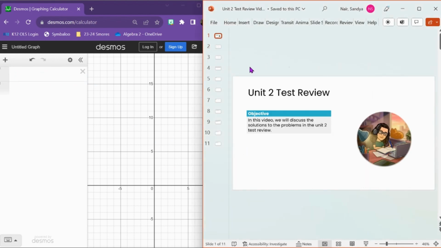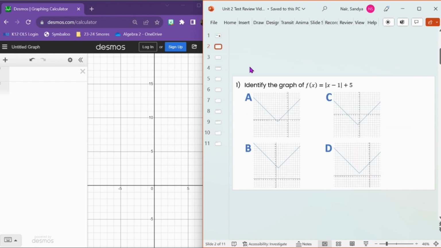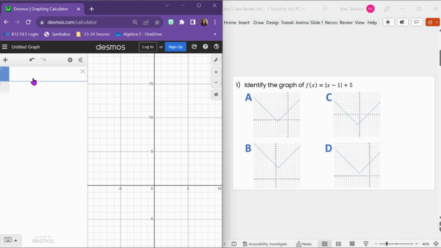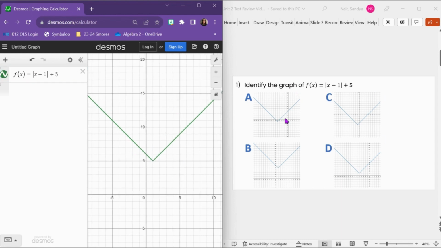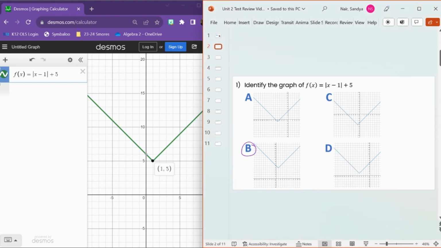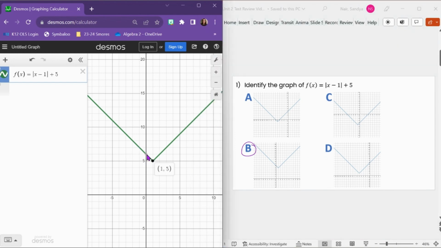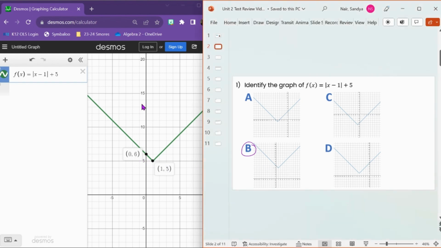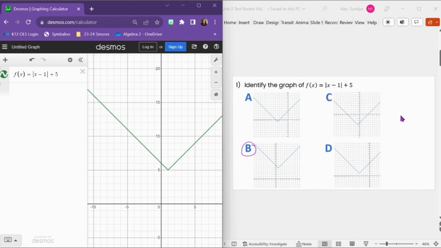So in this video, we're going to go over the solutions to the problems that are in the Unit 2 test review. So this first question is a graphing question, and whenever we're doing graphing, I always like to use Desmos. So we're going to go ahead and type in this equation, f of x equals the absolute value of x minus 1, and then remember the plus 5 needs to go on the outside. So notice that this graph does open up, as do all our answer choices. Another thing you can notice is that it has a vertex at 1, 5. So notice that the only graph that has a vertex at 1, 5 is going to be answer choice B. Notice another key feature here. We have this graph crossing the y-axis at 0, 6, and that's another feature that's on this graph. So the key features and matching to the graph in Desmos can help you answer these questions.